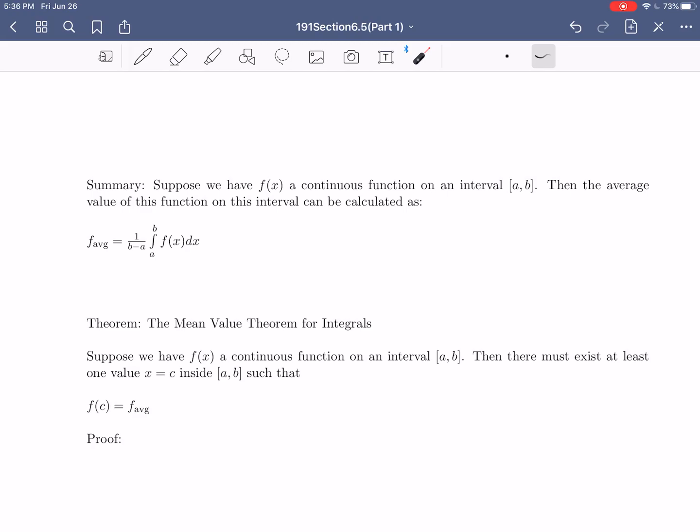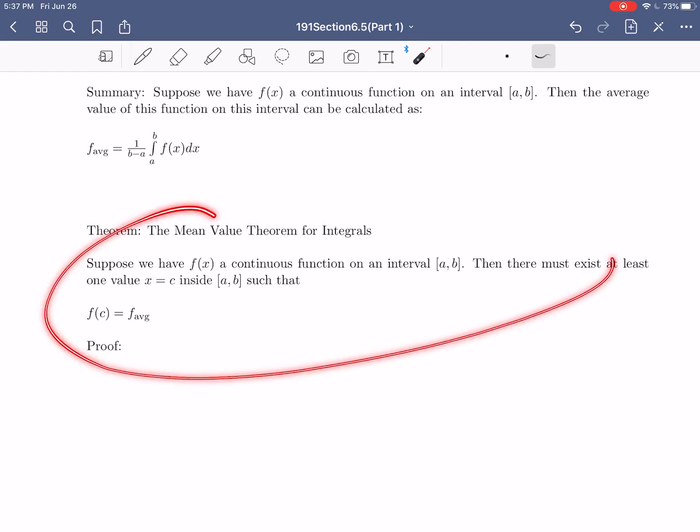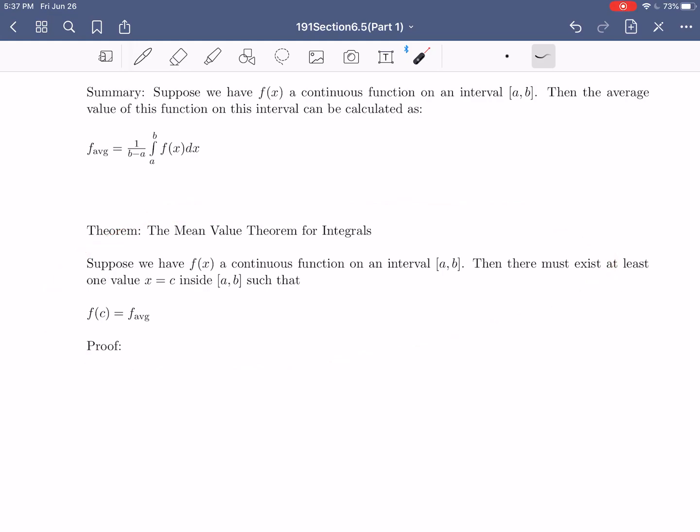All right. Before we get into some examples of calculating the average value of a function and really seeing what it means, it turns out there's a very important theorem that relates to this average value concept. So we're going to talk about this real quick, give a brief proof of it, and then get into our examples. This theorem is called the mean value theorem for integrals. If you remember back from your Calc 1 class or Math 190, you learned a mean value theorem for derivatives, and this one is directly related.